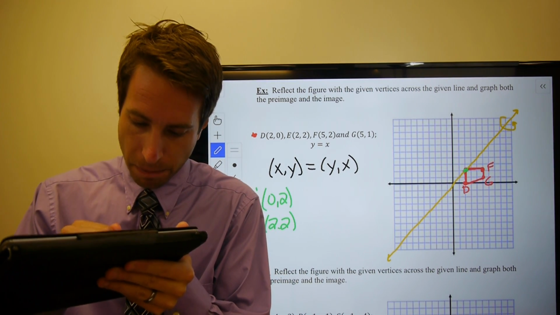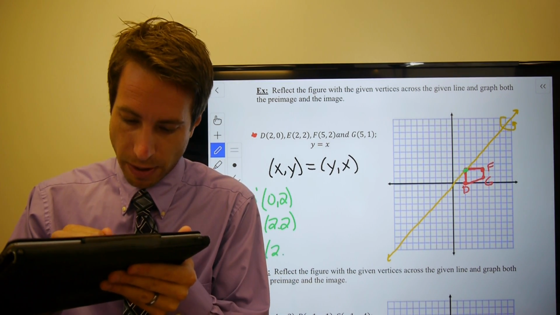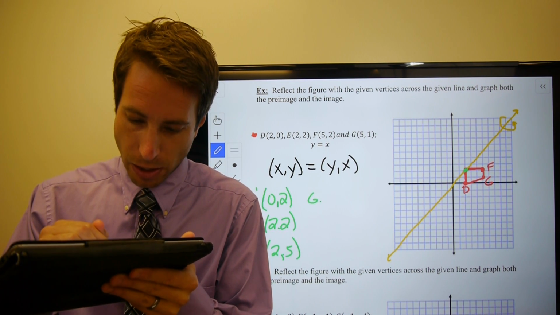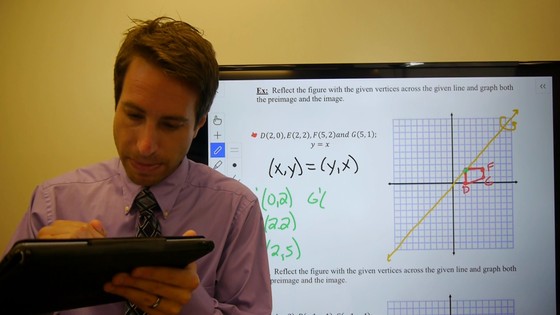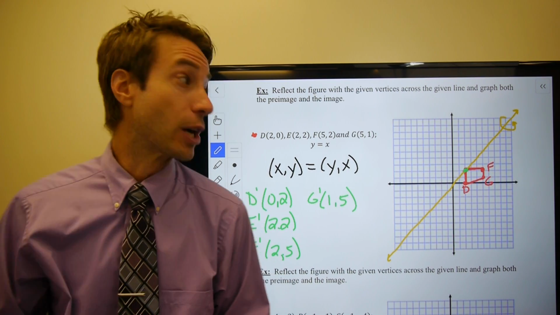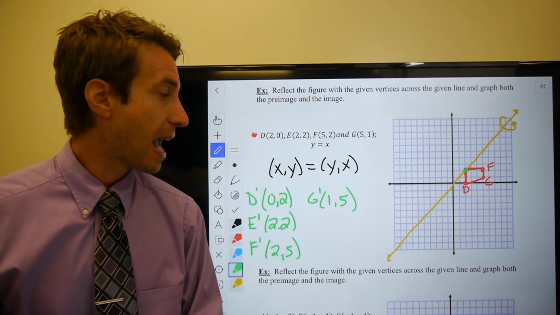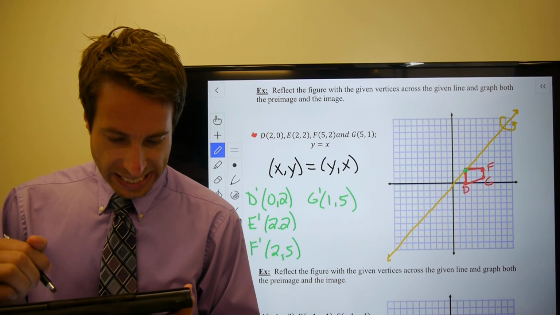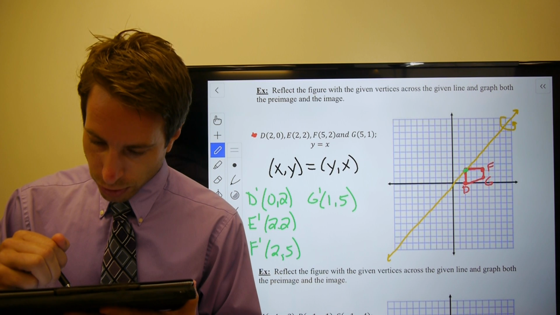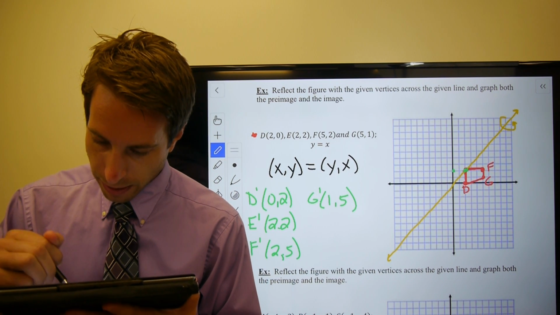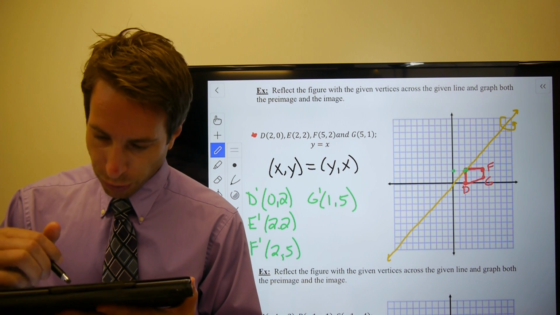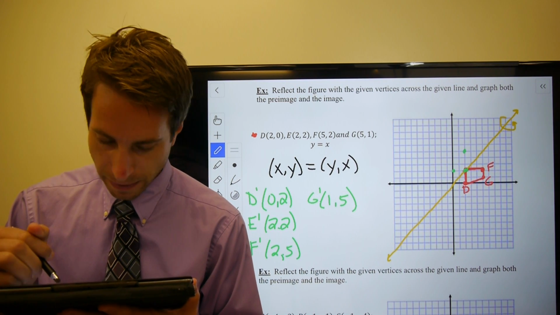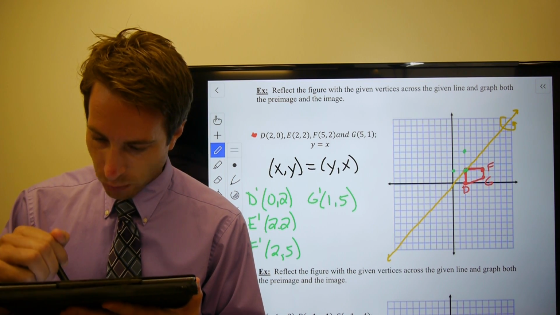F prime is going to be at 2, 5, and G prime is going to be at 1, 5. All right, here we go. Plot our points and draw our image. I already did E. We're going to be at 0, 2, 2 right there. 2, 5, 2, 3, 4, 5, and 1, 5.